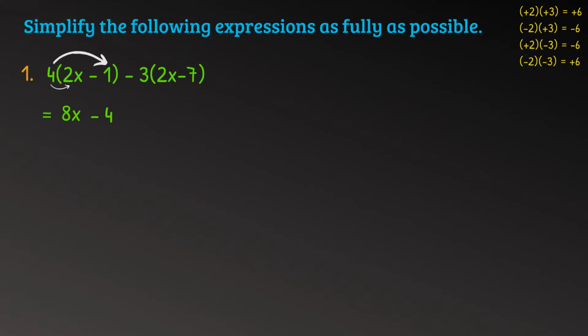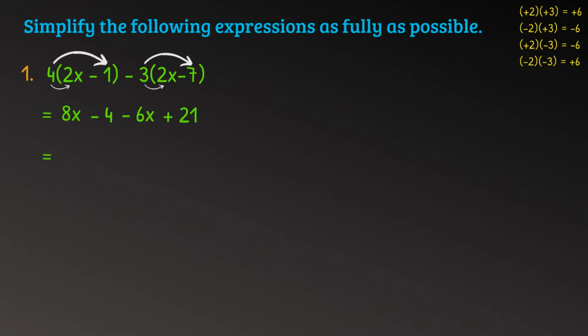And with the second bracket, there's a -3 in front of it. So first we multiply -3 by 2x and get -6x. And then we multiply -3 by -7 and we get +21.